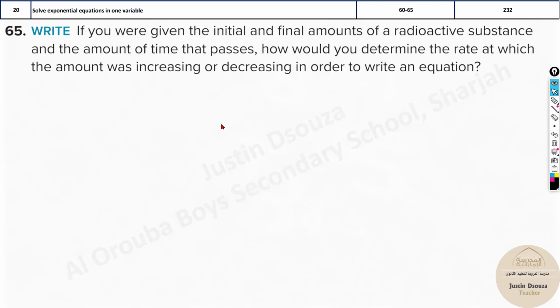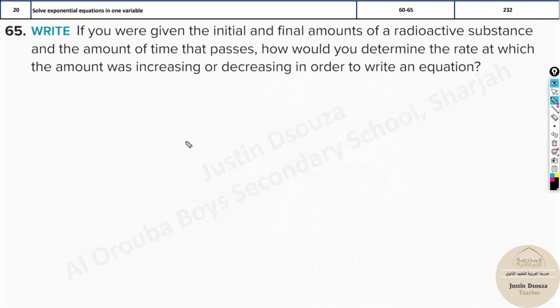And then we are in the last problem. If you are given the initial and final amounts of a radioactive substance, and the amount of time that passes, how would you determine the rate at which the amount was increasing or decreasing in order to write an equation? Now, this is a formula.